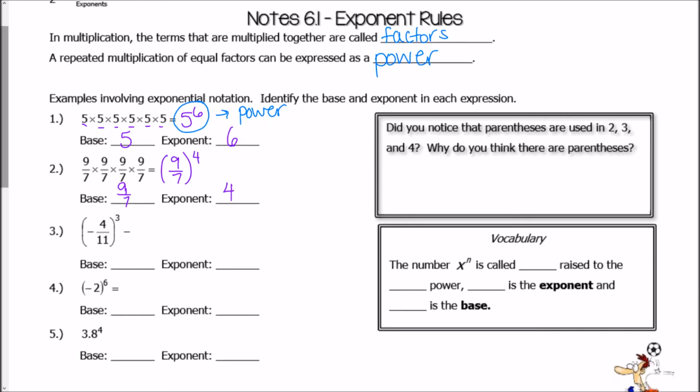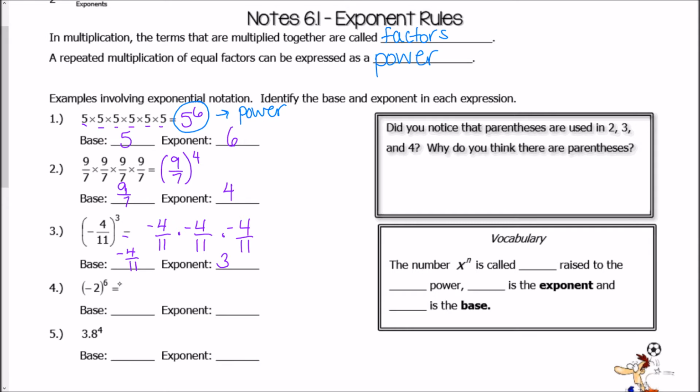Okay, so now for number 3, this time I'm giving it to you in exponential notation and you need to expand it. So negative 4 over 11 to the power of 3 means negative 4 over 11 times negative 4 over 11 times negative 4 over 11. So here the base is negative 4 over 11 and the exponent is 3.